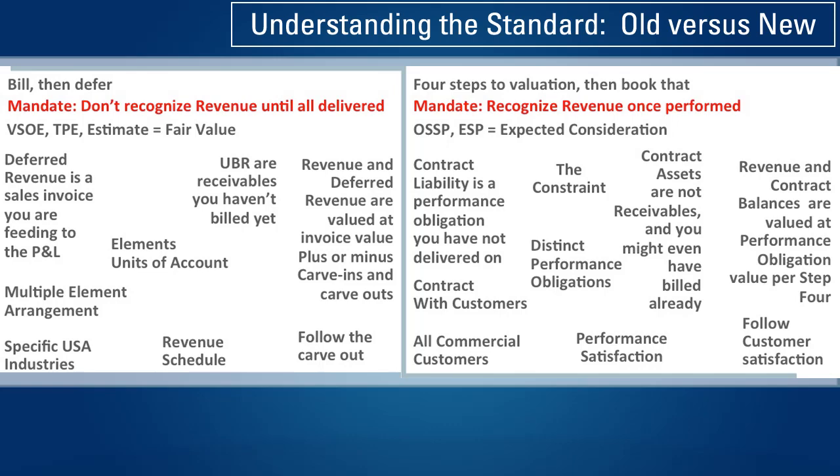At a system level, in the old days, revenue and deferred revenue were valued at invoice value plus or minus carve-ins and carve-outs minus releases. In the new days, performance obligations are valued at performance obligations per step 4. That's a big difference. Many of the other things are the same. You won't follow the carve-out anymore, though. You'll follow customer satisfaction. It's not limited to American high-tech companies. It's applied to all companies. In essence, they've taken the complex rules that apply to American high-tech companies and simplified them, and they've taken the absence of rules on many other companies and added the rules. So we've moved towards the middle.